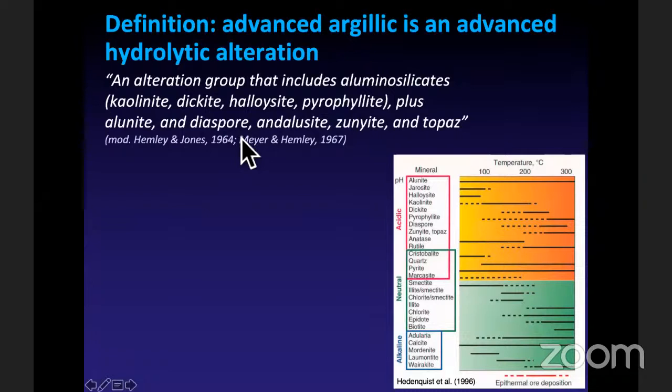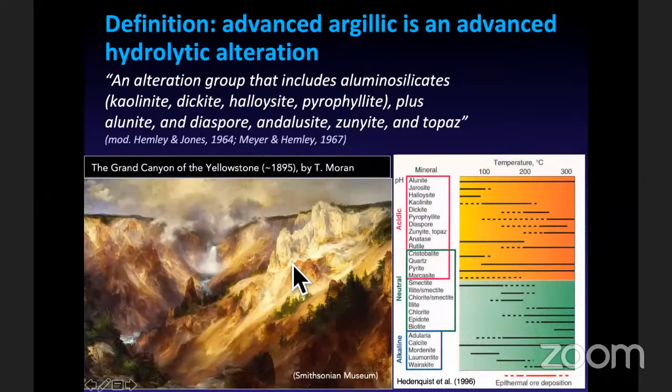What does it look like? What does advanced argillic alteration look like? And that was the purpose of this painting by Thomas Moran, The Grand Canyon of Yellowstone. Now, this painting has a huge significance because this painter, Thomas Moran, accompanied the expedition to visit Yellowstone in the late 1800s, and his paintings attracted much attention and were critical to make this the first national park in the US, and of course the first national park in the world, and something that has been extremely good for humanity around the world.